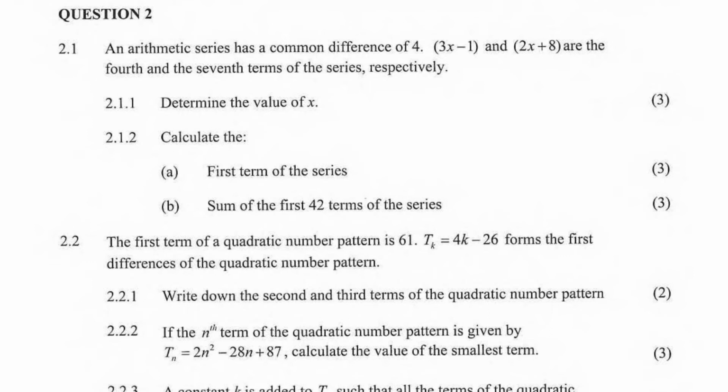Let us move on to the next question, 2.1.2. Okay, now 2.1.2a says we should calculate the first term of the series. So how do we calculate the first term of the series? First, let us write down what we know. We know that we have a common difference of 4. We also know that x is equal to negative 3. And we know that term number 4 is equal to 3x minus 1.